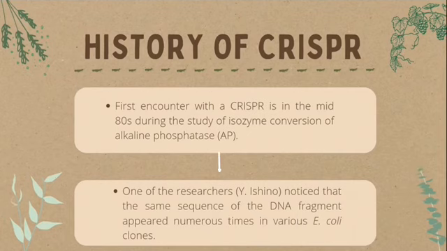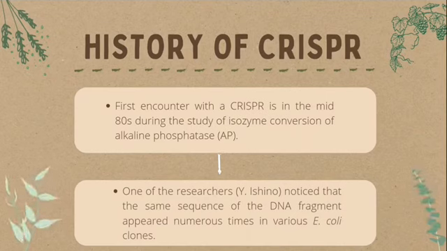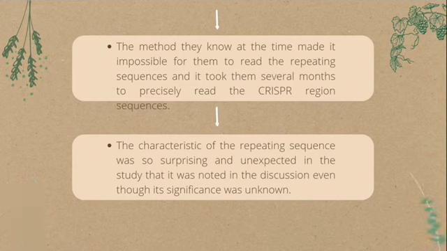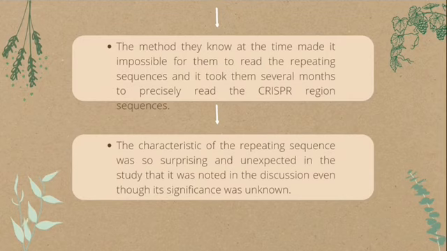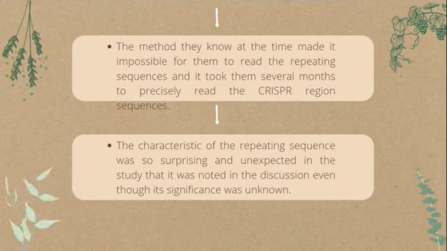Thank you, Shah. So we are going to explain the history of CRISPR. So the first encounter with CRISPR is in the mid-80s during the study of isozyme conversion of alkaline phosphatase. One of the researchers noticed that the same sequence of the DNA fragment appeared numerous times in various E. coli clones. The method they knew at the time made it impossible for them to read the repeating sequence, and it took them several months to precisely read the CRISPR region sequence. The characteristic of the repeating sequence was so surprising and unexpected in the study that it was noted in the discussion even though its significance was unknown.